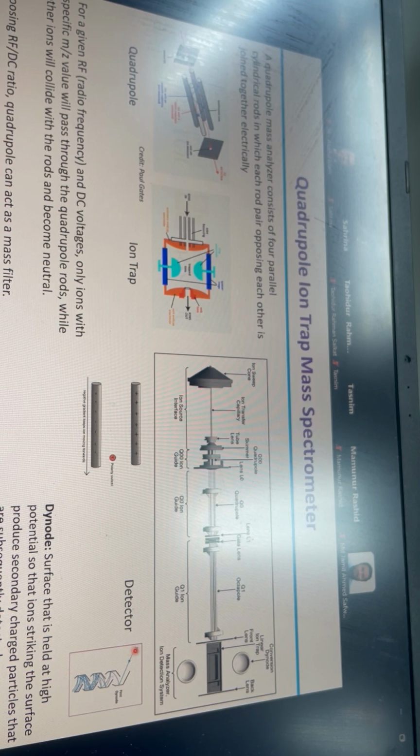Okay, so ions hit the detector or dynode. If more ions are hitting, it will generate more electrons, and it means that this ion's abundance is high. If only a few ions hit the dynode, it will generate fewer electrons, and then we know that that ion's abundance is very low. Okay, so by choosing the RF and DC ratio, the quadrupole can act as a mass filter and mass analyzer.